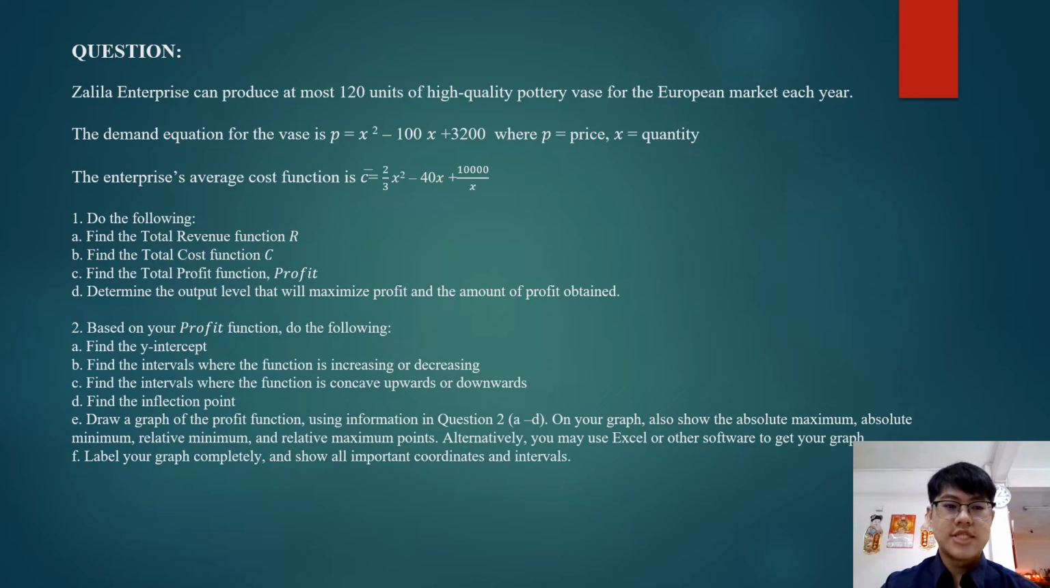Okay, the question is: Zarina Enterprise can produce at most 120 units of high-quality pottery waste for the European market each year. The demand equation for the waste is P = x^2 - 100x + 3200, where P represents the price and x represents the quantity. The enterprise's average cost function is 2/3 x^2 - 40x + 10,000/x.